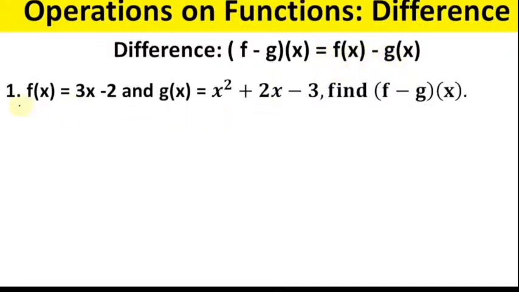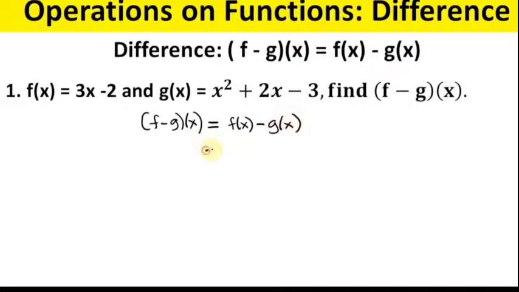Okay, let's proceed to example number 1. If f of x equals 3x minus 2 and g of x equals x squared plus 2x minus 3, find the quantity of f minus g times x. So you need to write the formula. Our formula is quantity of f minus g times x equals f of x subtract g of x.